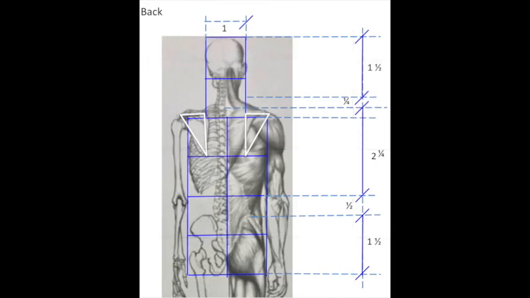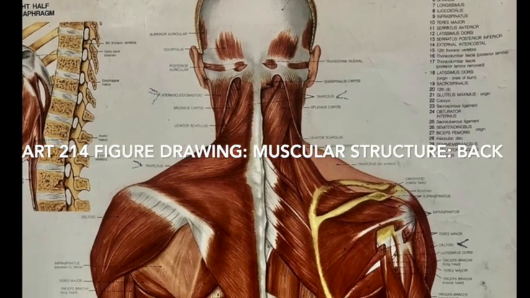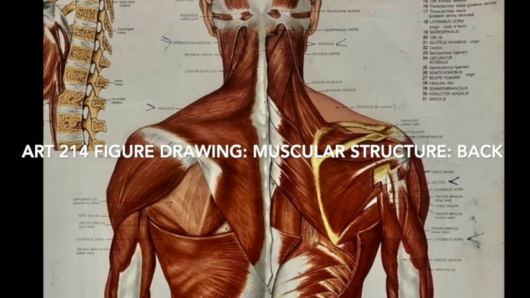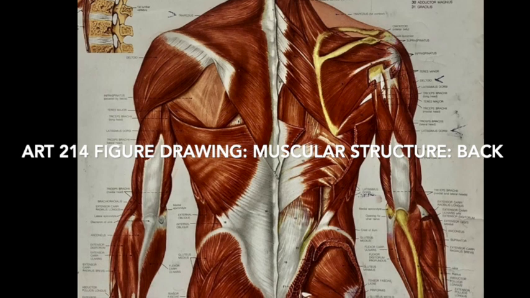Let's move to the back view. It may be a good idea to look at the illustration of the muscle groups in the textbook as a reference. Most of the muscle groups discussed in the frontal view will also be visible from the back.